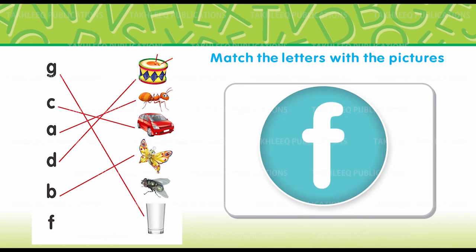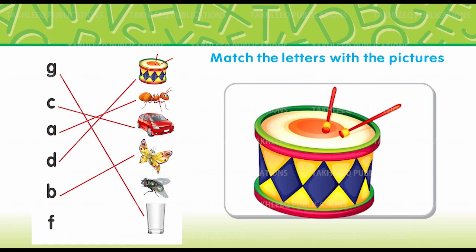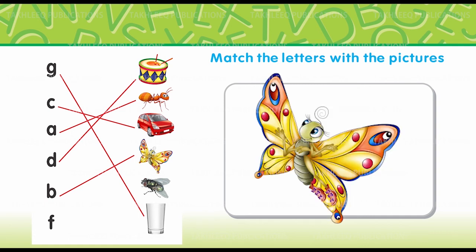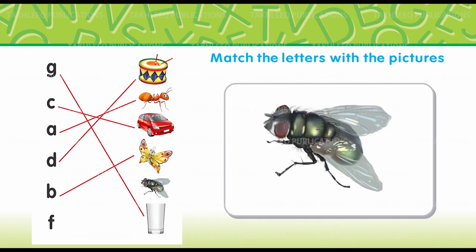F stands for fly. Now we search the picture of a fly. Drum, ant, car, butterfly, fly. Yes, this is the picture of a fly. So we match F with the picture of a fly.